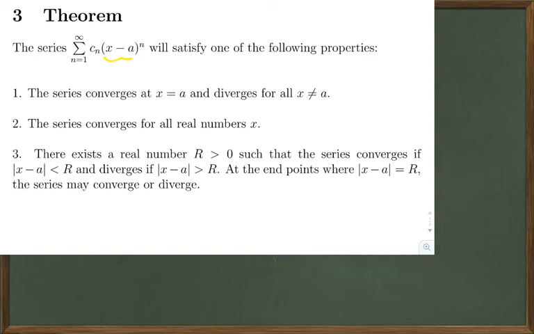Or the second option is the series converges for all real numbers. So it doesn't matter what value of x we plug in, it will converge. And the third option is there exists a real number r greater than 0 such that the series converges if the absolute value of x minus a is less than r, so x is within r units of a, and diverges if the distance between x and a is larger than r. At the endpoints where the distance between x and a is equal to r, the series may converge or diverge.